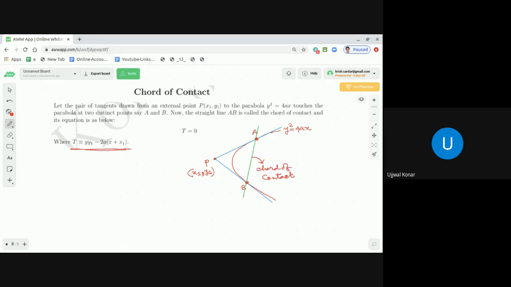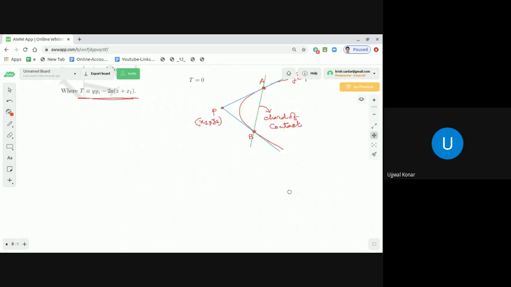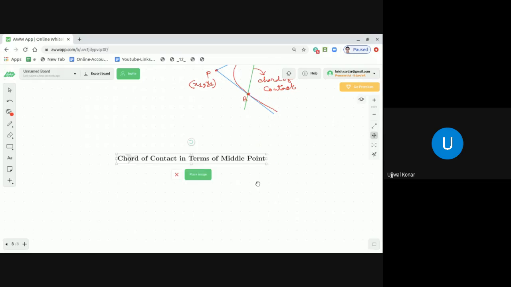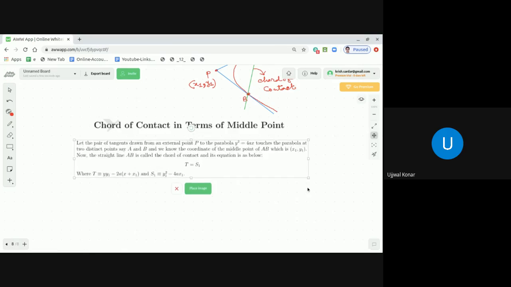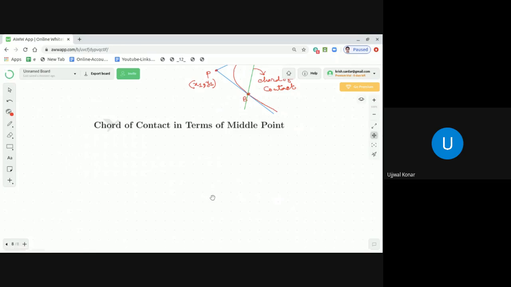Dear students, our next point of discussion is the chord of contact in terms of the middle point. So that I am going to discuss now with you. That is the chord of contact in terms of the middle point. So let me first bring the point in front of you, then we'll discuss.